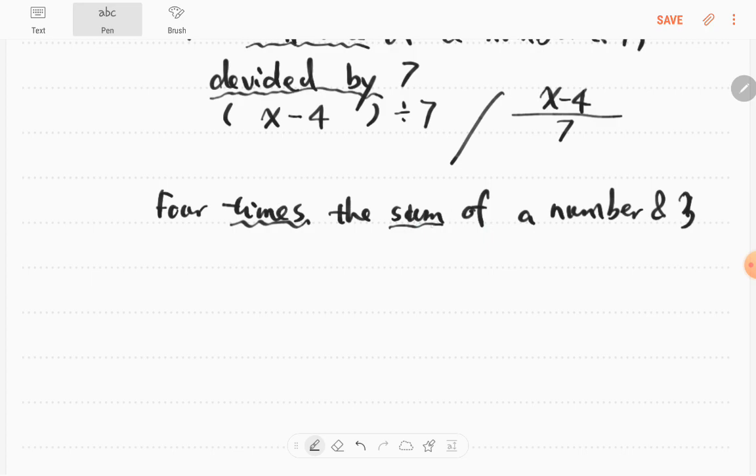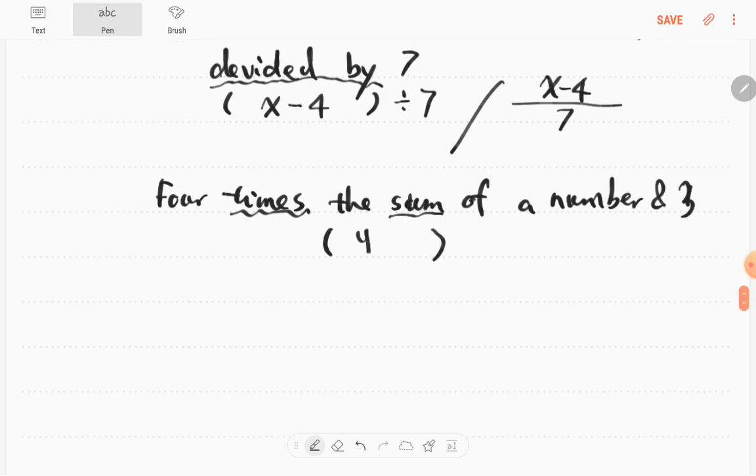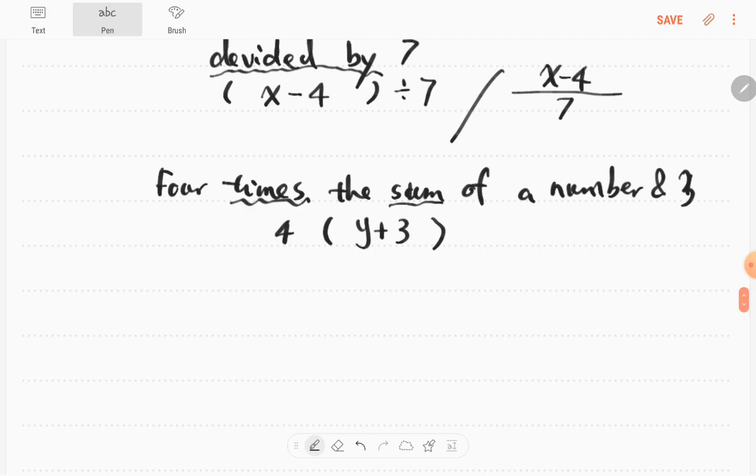So if we want to make sure the addition will be done first, we still need to put parentheses around our addition. So we put parentheses to do the addition, the sum of a number. This time we can use y, a number and 3. So that will be y plus 3. 4 times the sum, so we can use 4 times this one. After that, we should simplify this expression because we know this is not the simplest form. We can use the distributive rule to simplify. So 4 times the first term, y, and we copy plus 4 times the second term, 3. So our final answer will be like this.